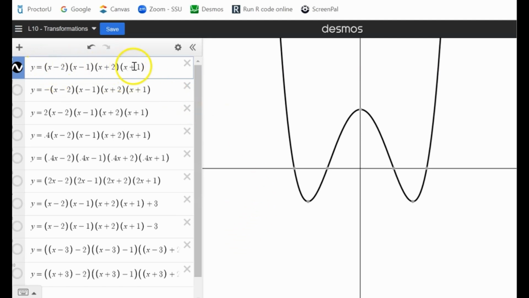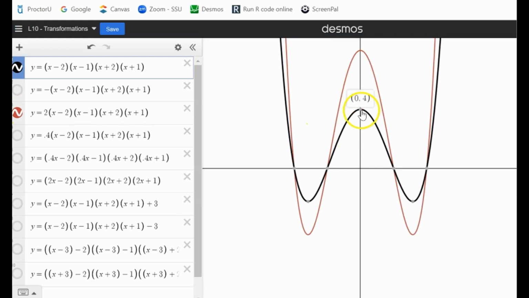So here's the function, x minus 2 times x minus 1 times x plus 2 times x plus 1. Well, if we come down here, do you see this right here? Here's the function, and then we're going to multiply the whole thing by a factor greater than 1, by 2. So when I activate this one, you'll see, look at that, it's vertically stretched.